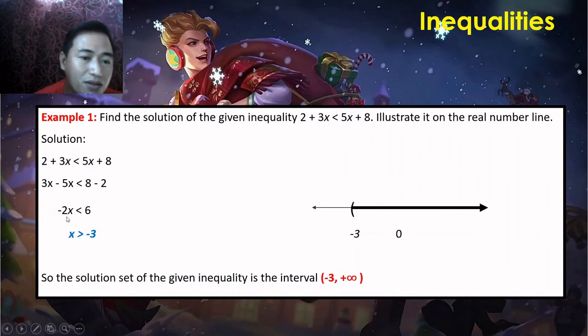Now, we multiply by negative 1/2 on both sides, or divide by negative 2 on both sides.